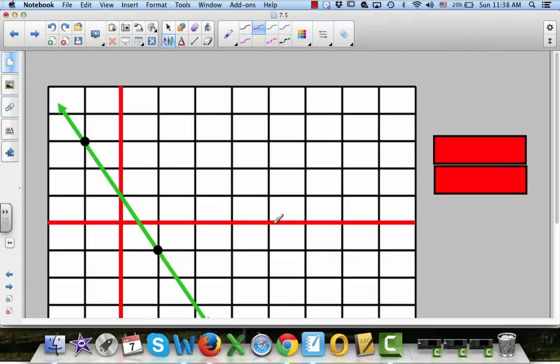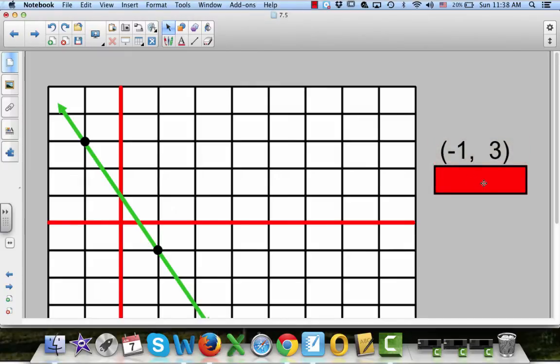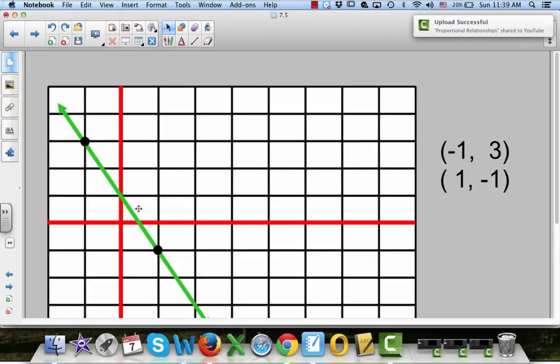All right, try this one. Pause the video, try this one, and then come back to me. All right. Did you get negative 1, 3, and 1, negative 1? See, it goes negative 1, that's to the left, and up 1, 2, 3. Up is positive. And then we went 1 to the right, that's positive, and 1 down, that's negative.